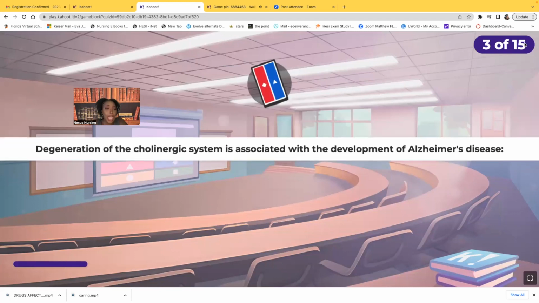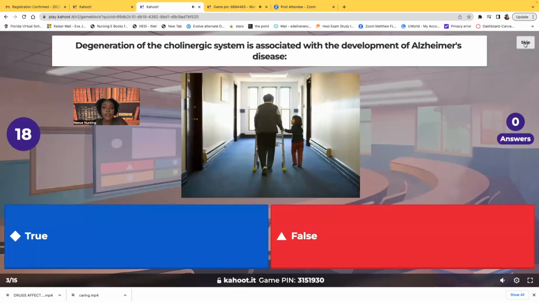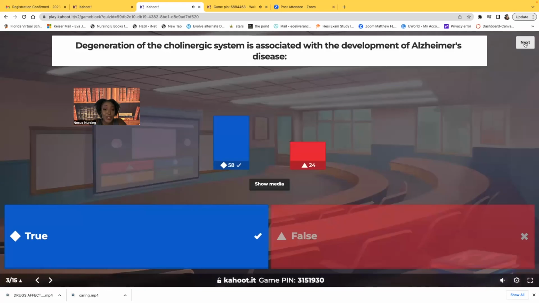True or false? Degeneration of the cholinergic system is associated with the development of Alzheimer's disease. Is this true or is this false? It's true.